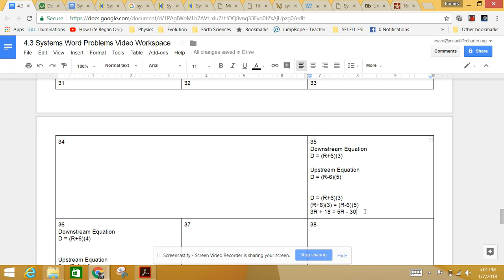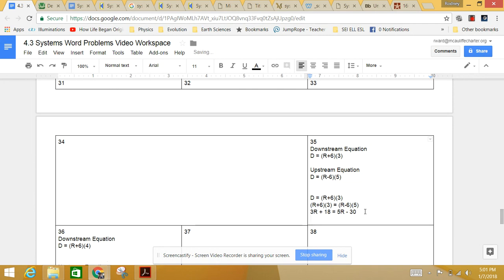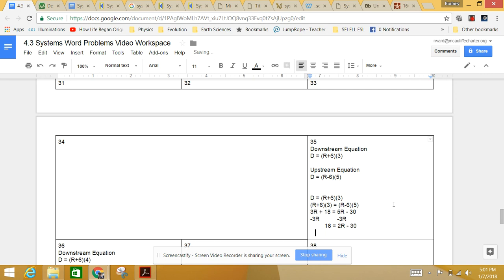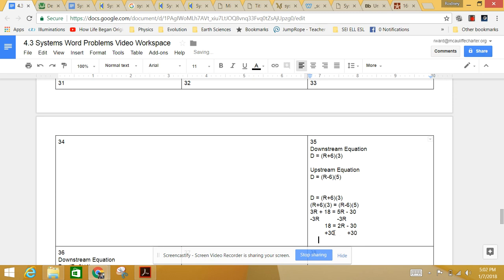So let's systematically start sorting things out. I'm going to get all my variables on one side and all my numbers on the other side. I'm going to get rid of 3r on this side by subtracting 3r. Minus 3r here. Now I'll be left with 18 equals 2r minus 30. Then I'm going to get rid of negative 30 by adding 30 to both sides. So plus 30, plus 30. And I've got 48 equals 2r.